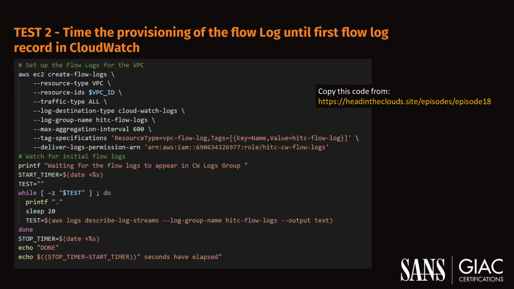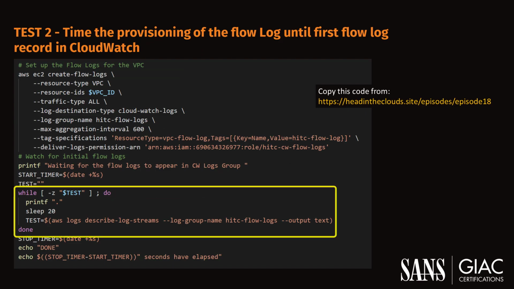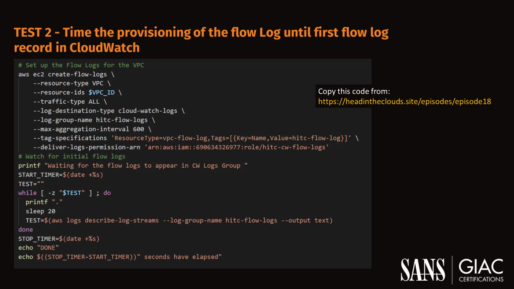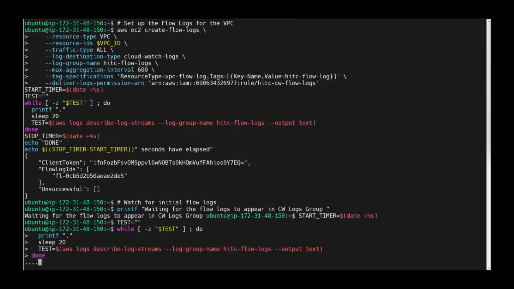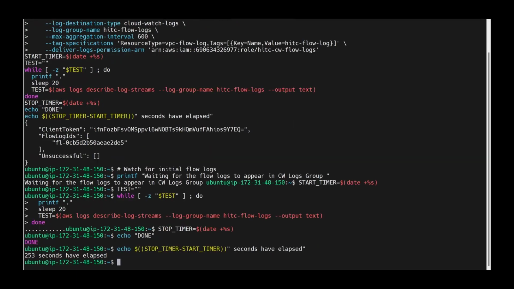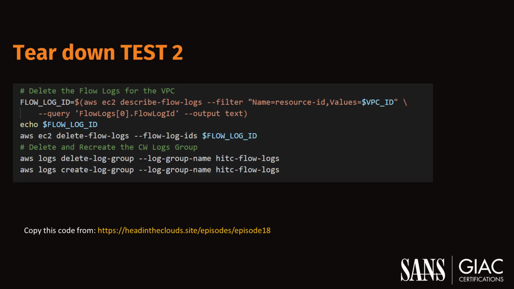With our setup for test 2 in place, we can now conduct the test. This test checks to see if the length of the response of the AWS logs describe-log-streams command is 0. Once there is a flow log in CloudWatch logs, the infinite loop will exit and we subtract the start time from the end time as before. Note that this assumes that the CloudWatch log group exists but is empty. To rerun the test, delete the flow log and reset the CloudWatch logs group by deleting it and recreating it.